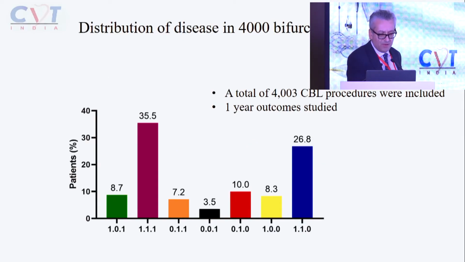So this is a paper where we've analyzed 4,000 bifurcations and the distribution of disease. It's the first time in the literature anyone has done this. This is going to be published in probably the next 3 or 4 weeks in JAHA. And you can see that isolated side branch lesions account for about 3.5% of all lesions in side branches. This is from the Ultimaster registry.